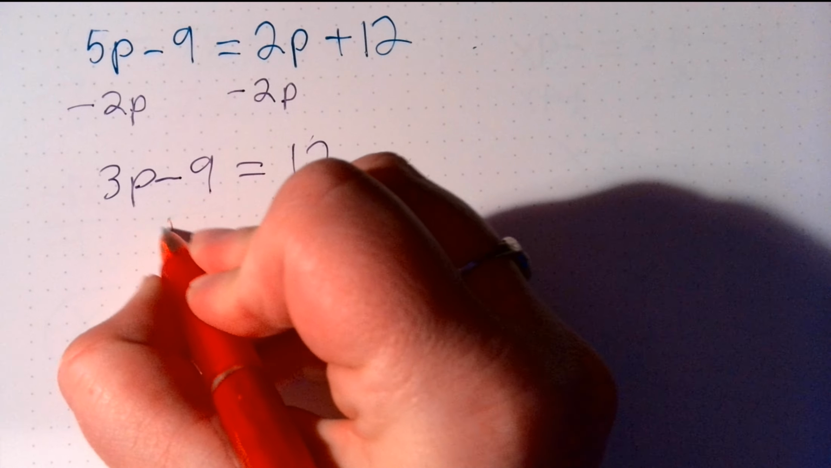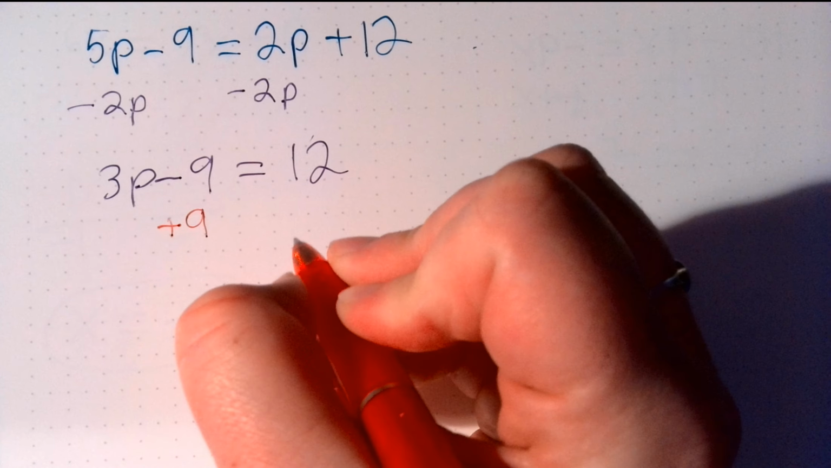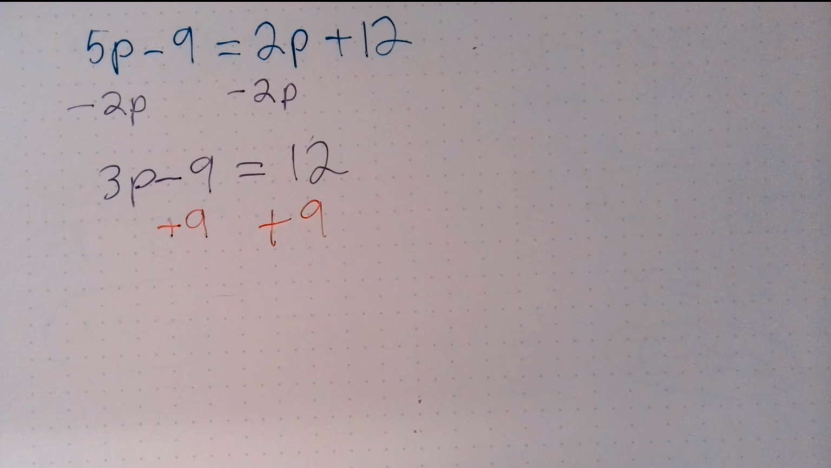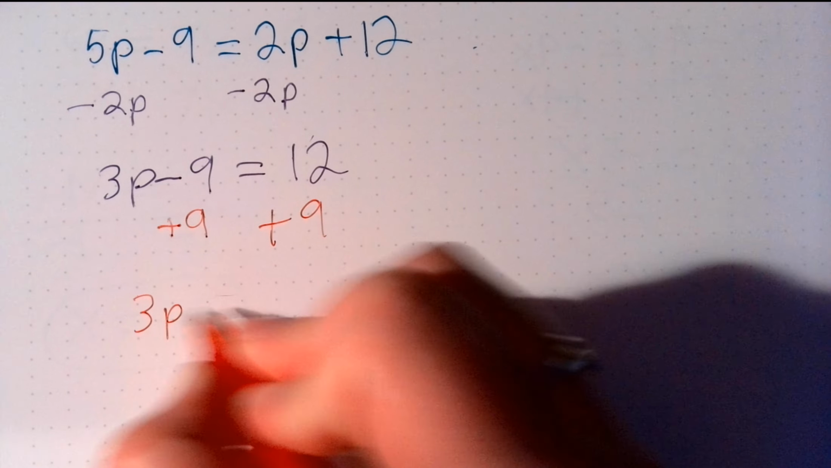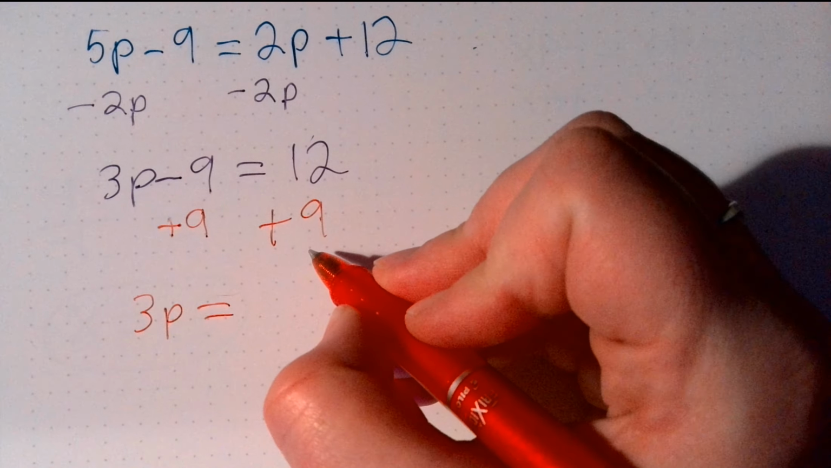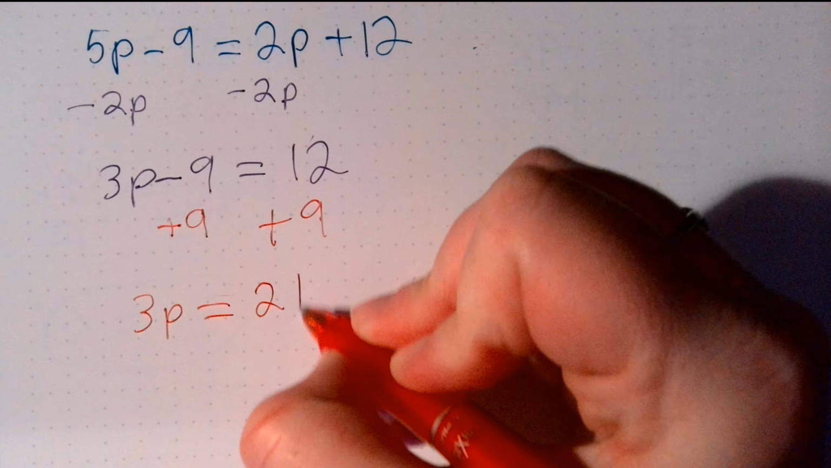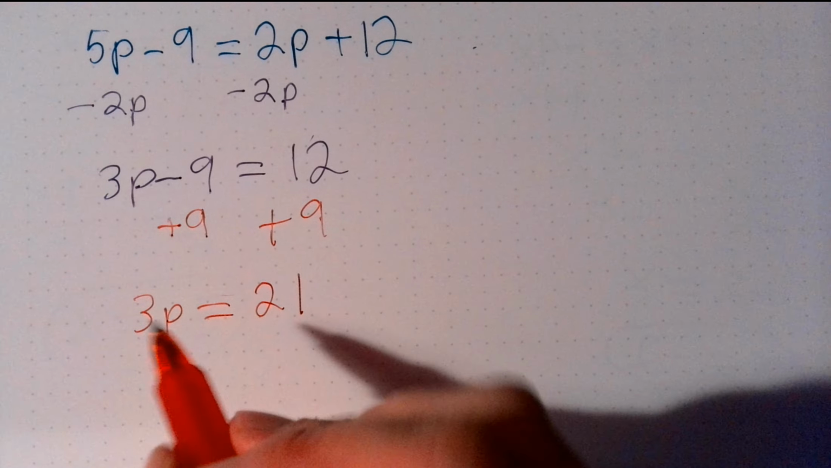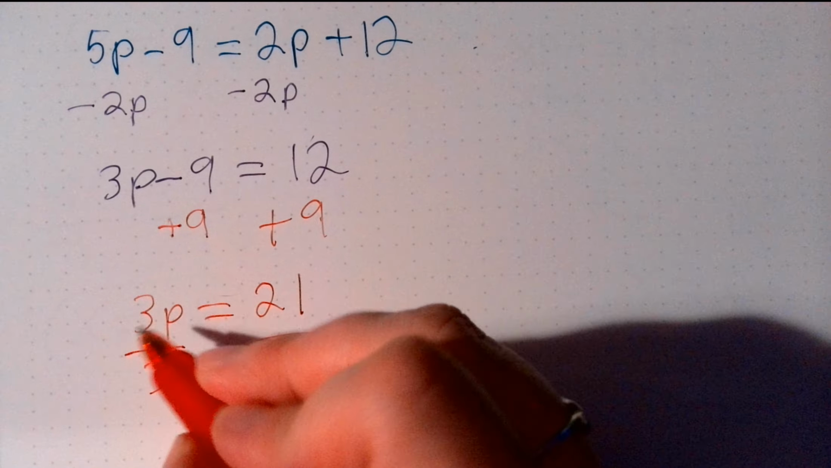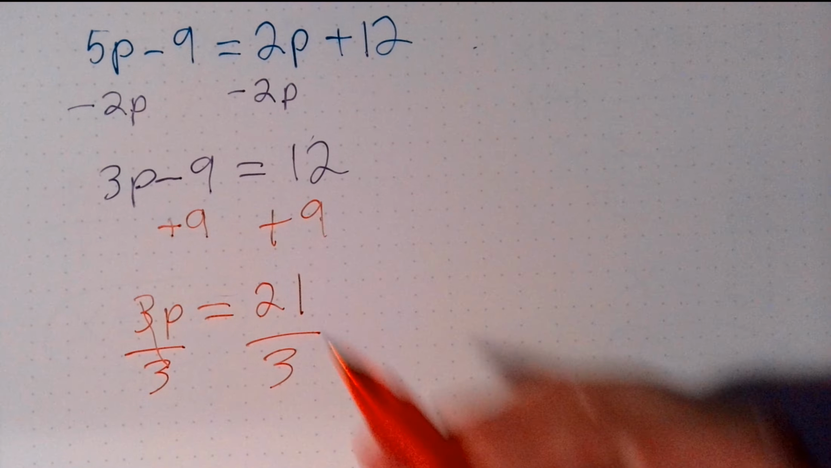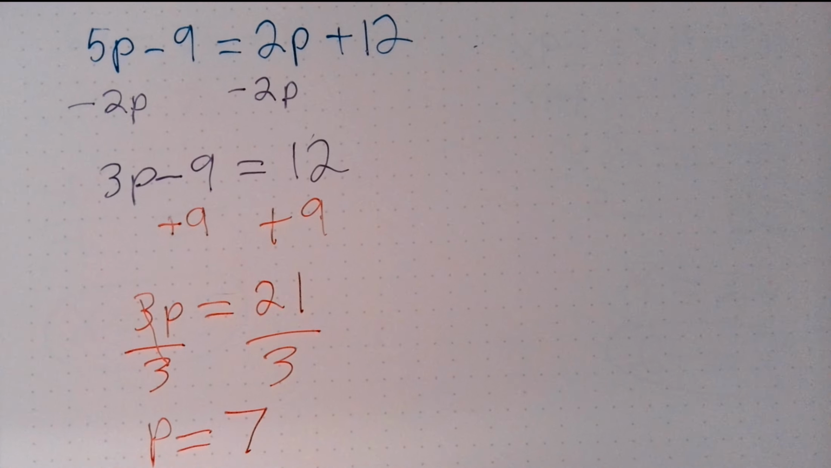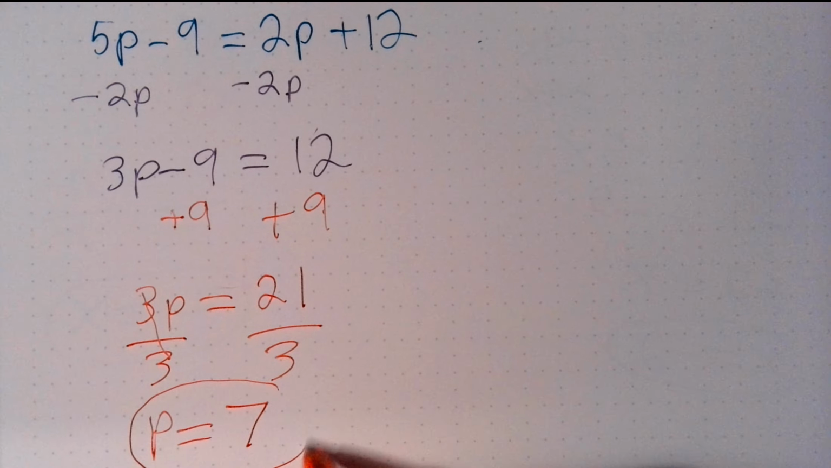Okay, I'm going to move my constant, whatever's adding to my variable, or subtracting. So in this case, I'm adding 9 to both sides. So I get 3p is equal to 12 plus 9, which is 21. Divide both sides by 3 because the 3 is multiplying. We will do inverse operations. So 21 divided by 3, p is equal to 7. And there's my answer.